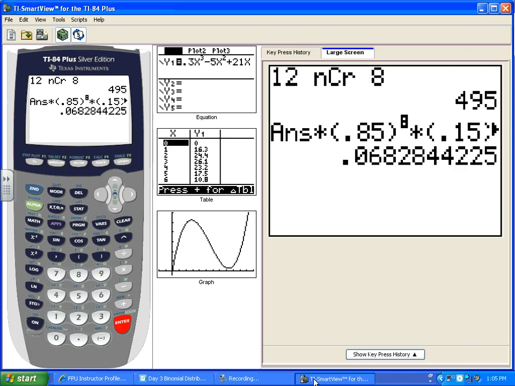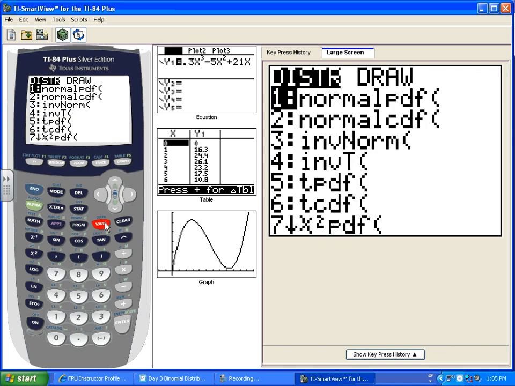All right. Calculator. We got 0.06828, correct? Everybody recognize that number? That was me making 8 out of 12. I want to show you, take your step into a brave new world right now. Press second, vars. That gets you to distributions.